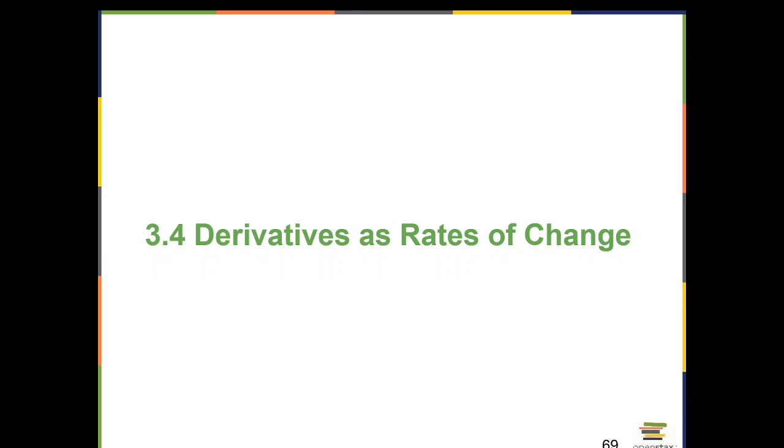See how much time we have. First one is about derivatives as rates of change.